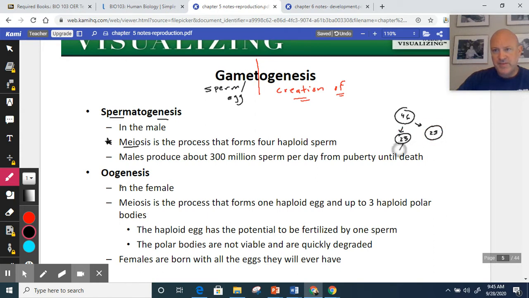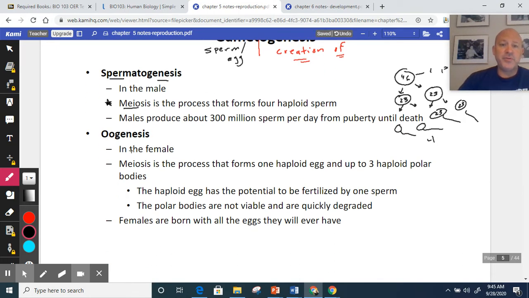But we make copies of each of these, and then the copies split, and we're left with 4 sperm cells that are haploid. So 4 haploid sperm cells from one parent, one diploid parent cell. And again, males are producing many every day, about 300 million.